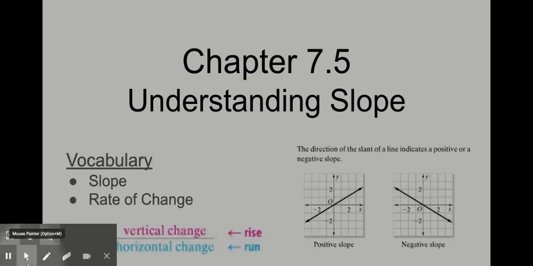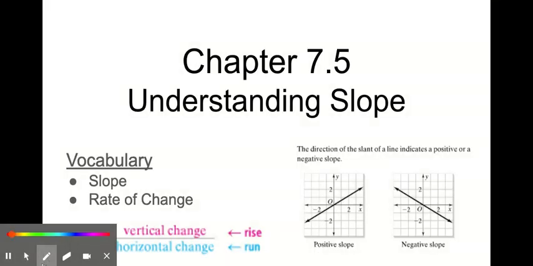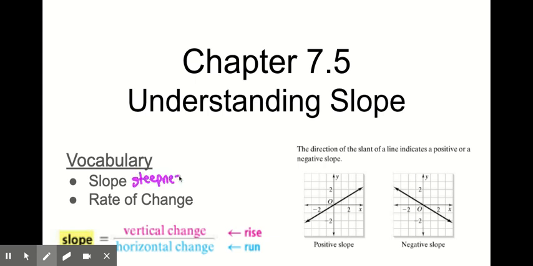Welcome to Chapter 7.5, Understanding Slope. So slope, when we talk about slope, we're talking about the steepness of the line. A line can be very steep. A line can be fairly shallow. Lines can even be vertical or horizontal, and we will talk about all of these today.